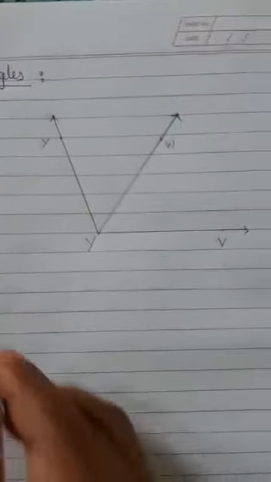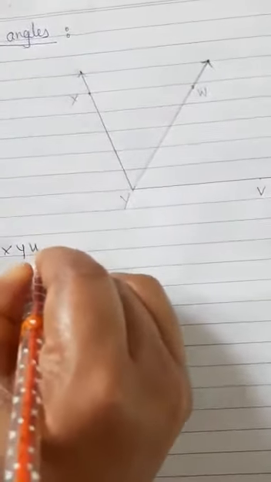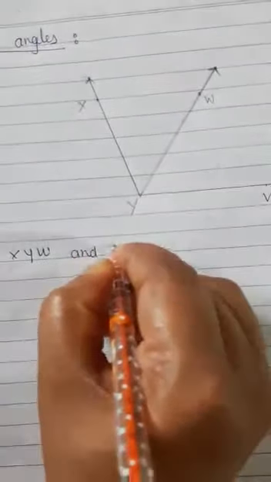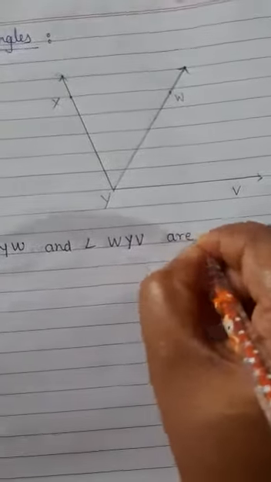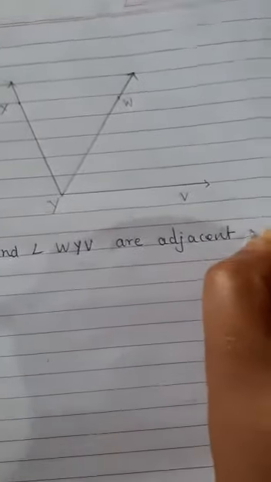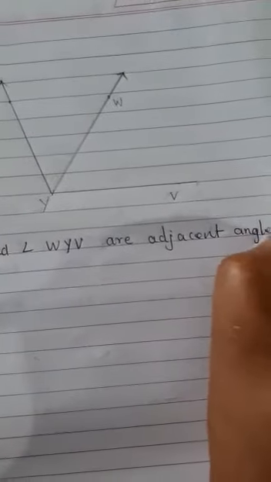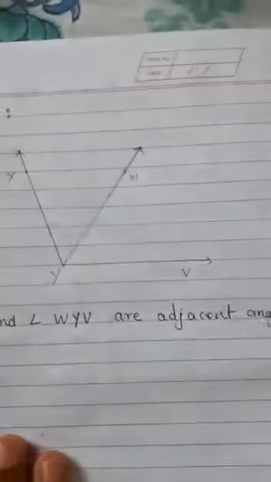So here we can write angle XYW and angle WYV are adjacent angles. Adjacent angle means neighboring angles. They are neighbors to each other. So this angle and this angle, they are neighbors to each other. Such angles are called adjacent angles.